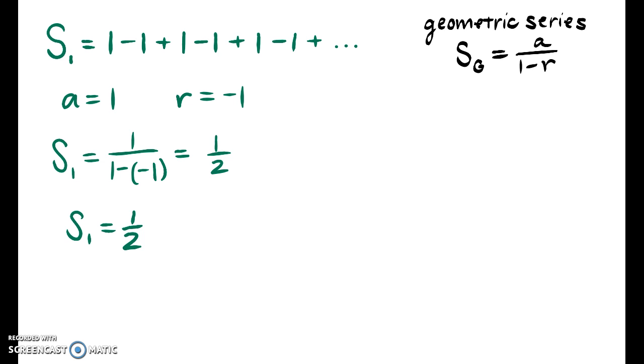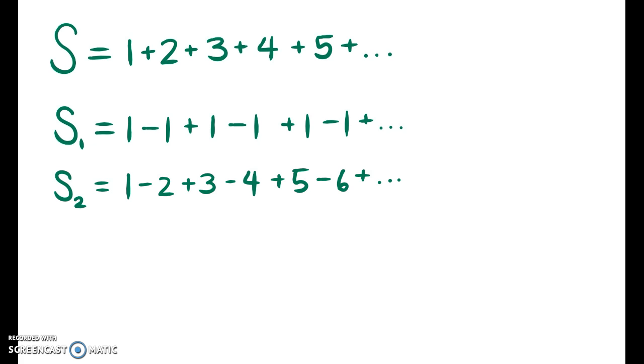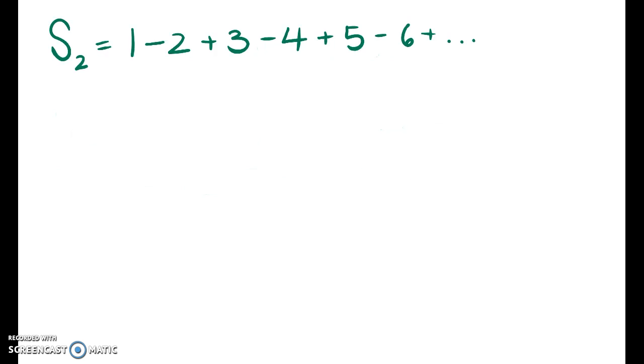With that in mind, now we can move on to S2. So now we figured out that S1 is equal to 1 over 2. So now we're going to evaluate what S2 is equal to. So now we have our sum, S2, which is equal to 1 minus 2 plus 3 minus 4 plus 5 minus 6, and so on.